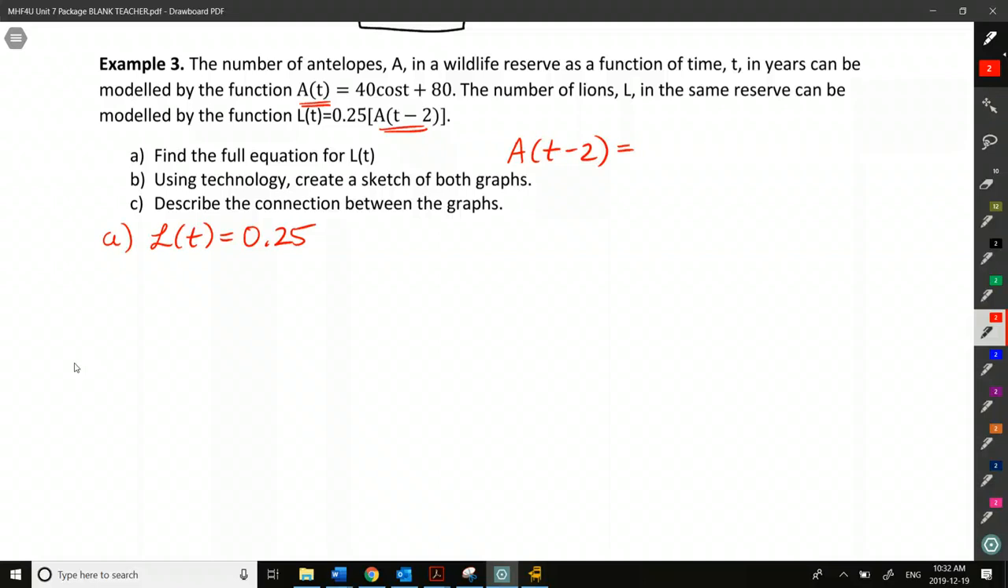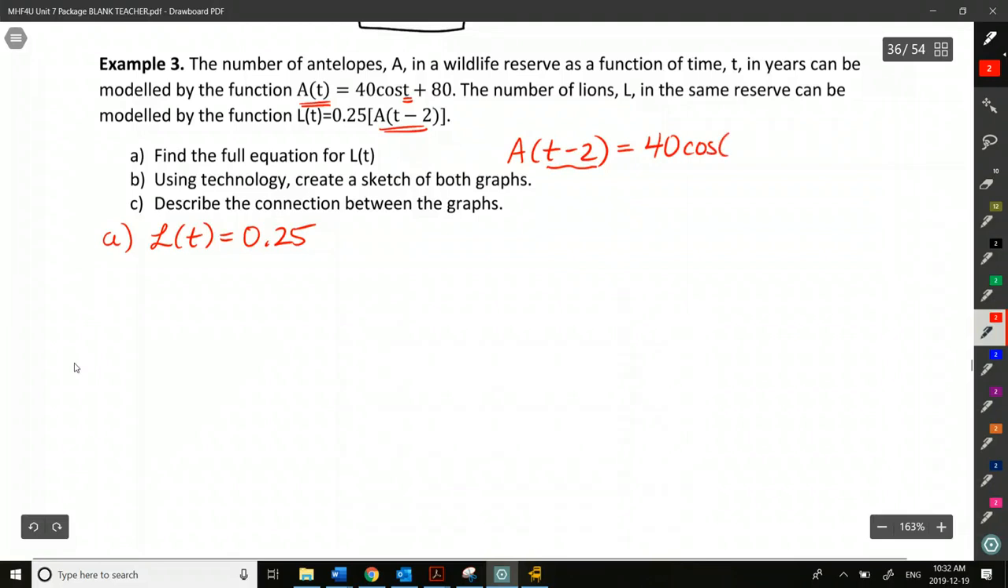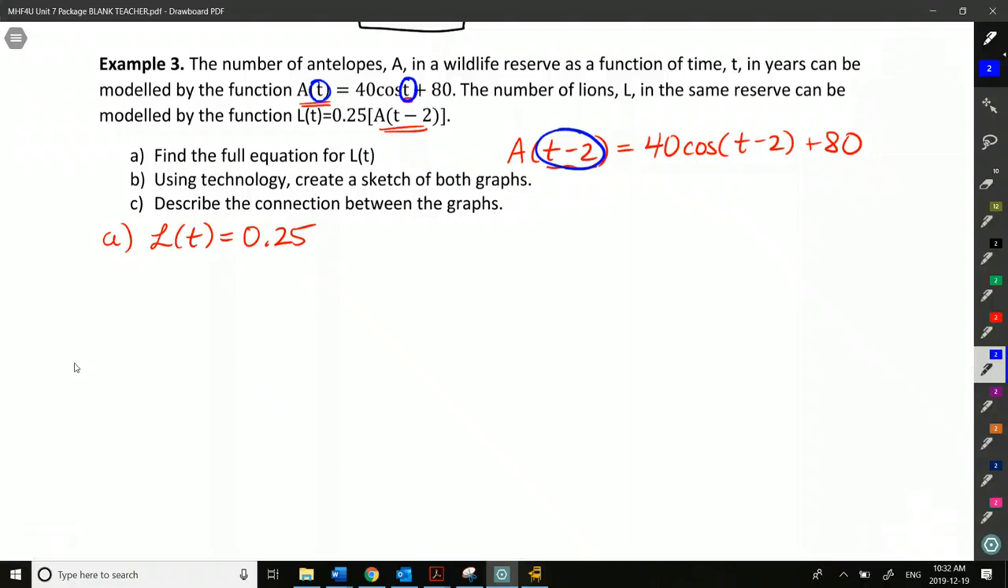Not set it to 0. So I have to sub in t minus 2 where I see a t in my equation, right? So it will become 40 cos(t minus 2) plus 80. So whatever you see here gets subbed in for t, then I must replace this t with that as well. That's what it's telling me to do.